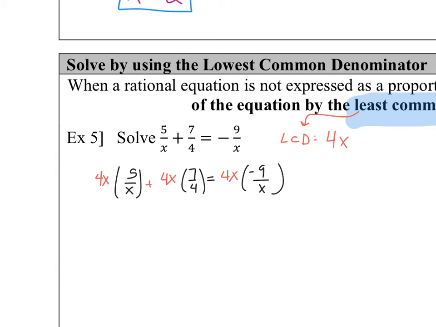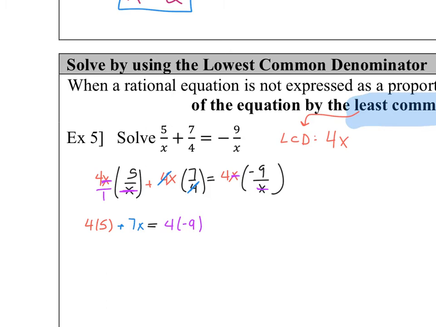So now, here's what happens. When you multiply, remember, this is really 4x over 1. Anything over itself cancels out into a 1. So this x and this x are actually going to cancel out, and what you're left with is 4 times 5. Then on the second fraction, this 4 and this 4 are going to cancel out, and you're just left with 7 times x, or we can write that as just 7x. Then equals, on the other side, you're going to have another x over an x, and those are going to cancel out, and you're left with 4 times negative 9.